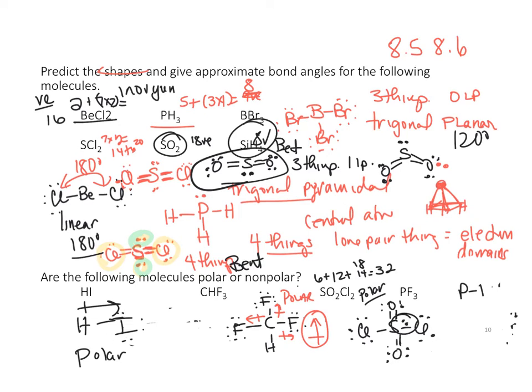Okay, PF3. So fluorine can only do single bonds, so we're going to start there. And then we're going to add phosphorus is 5 plus 7 times 3 is 21. 21 plus 5 is 26. So we have 8 times 3 is 24, 25, 26. Once again, we have a lone pair, so this is going to be polar.